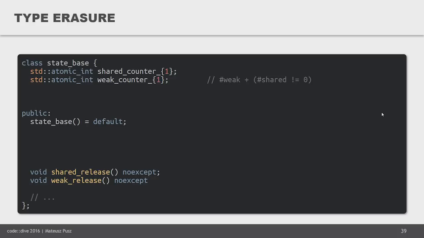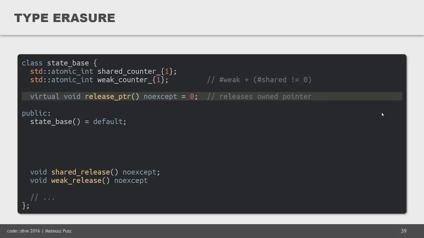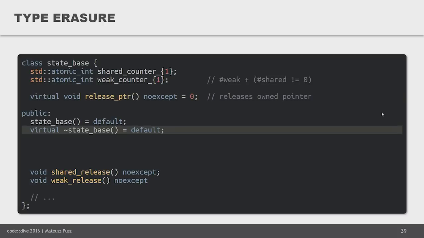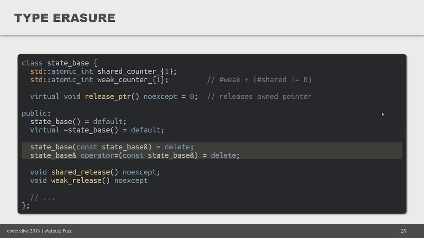We have our state base that looks like this. You already know it. We have shared counter, weak counter, default constructor. We have shared release and weak release functions that we already implemented. We add a new virtual function to it that will release our owned pointer. If you're adding any virtual function to it and we want to use this class in a polymorphic way, we of course have to add a virtual destructor. And it's a really good pattern to make all our polymorphic base classes non-copyable and non-assignable, yes?